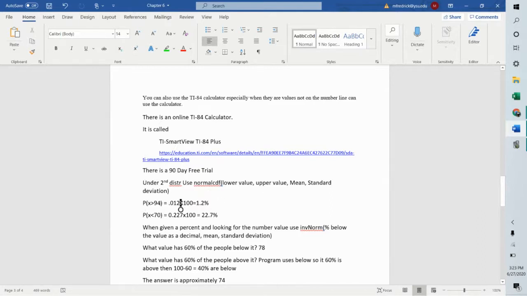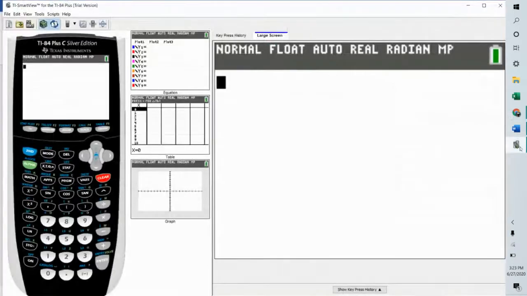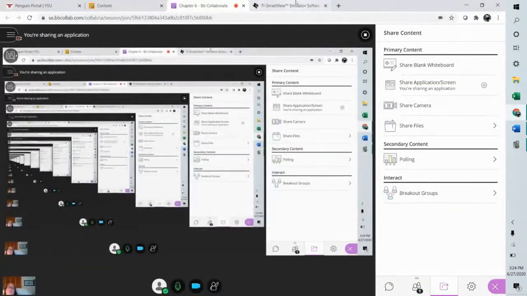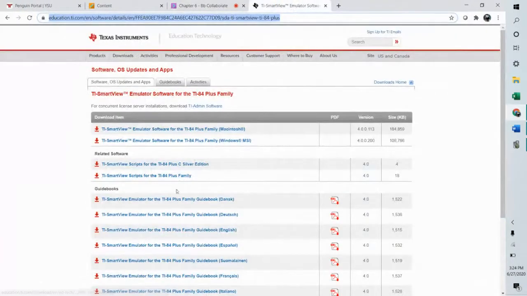So if we wanted to find the probability when x is greater than 94, and I'm using the same mean and standard deviation as the problem above. But when you want greater than 94 on the calculator, you bring up the calculator. Well, when you do hit the link, it will bring this up. And you click on whichever one you need depending on the calculator that you have. Like I have Windows. If you have Macintosh, use this one, and then just follow the steps.